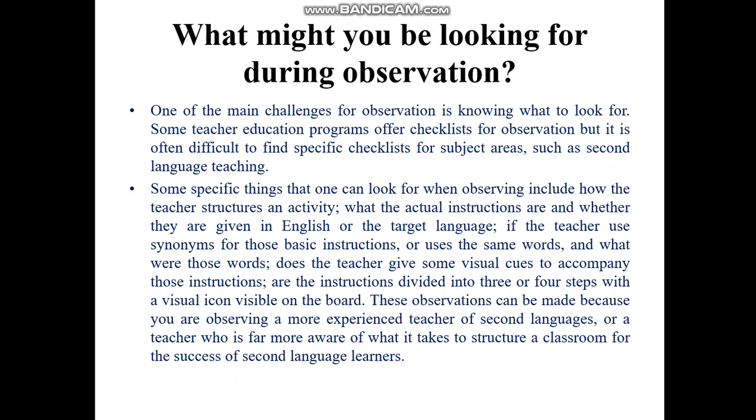Some specific things that one can look for when observing include how the teacher structures an activity, what the actual instructions are, and whether they are given in English or the target language. Does the teacher use synonyms for those basic instructions or use the same words, and what were those words? Does the teacher give some visual cues to accompany those instructions? Are the instructions divided into 3 or 4 steps with a visual icon visible on the board? These observations can be made because you are observing a more experienced teacher of second languages, or a teacher who is far more aware of what it takes to structure a classroom for the success of second language learners.